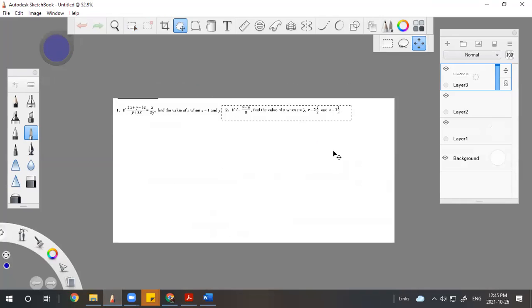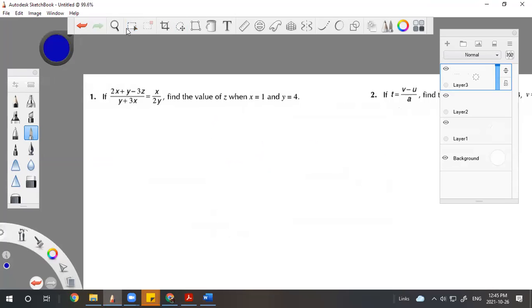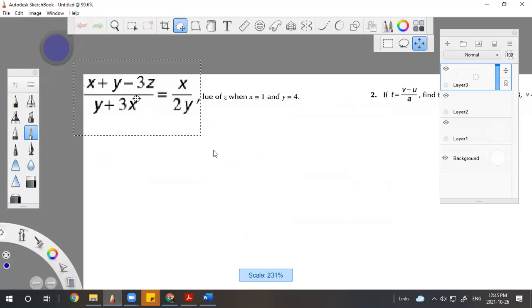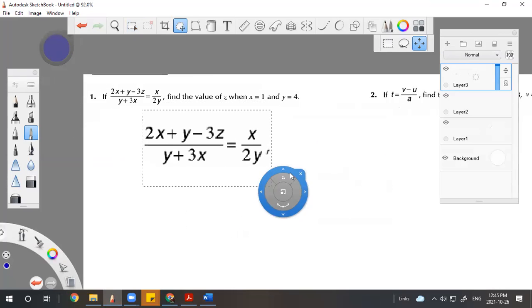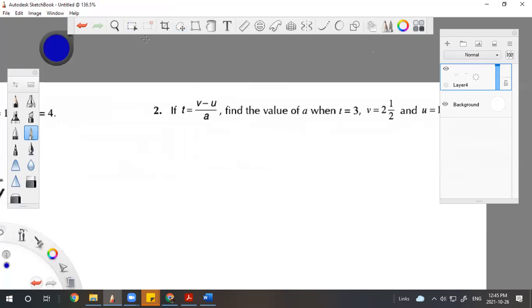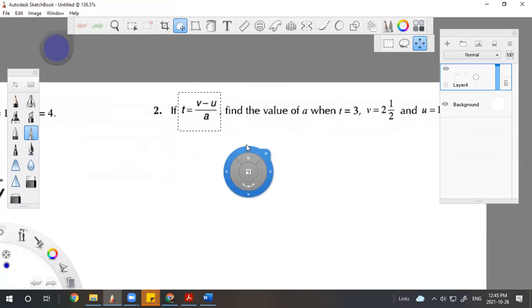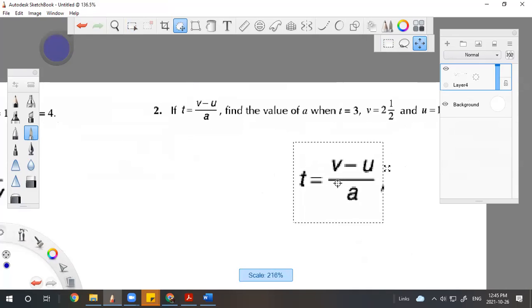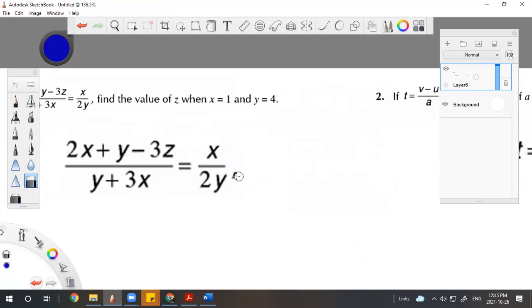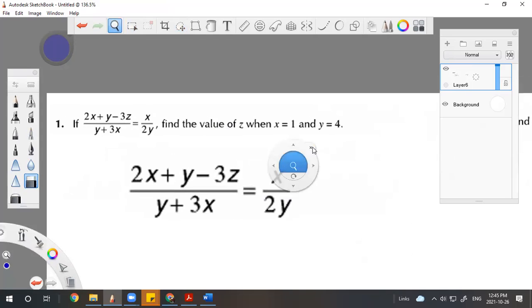I move this to the right side. Okay, and I will make this bigger, and I also make this bigger. Okay, let's do this. Let me show you how to do this question simply and not hard. Yeah, simple yet not hard.